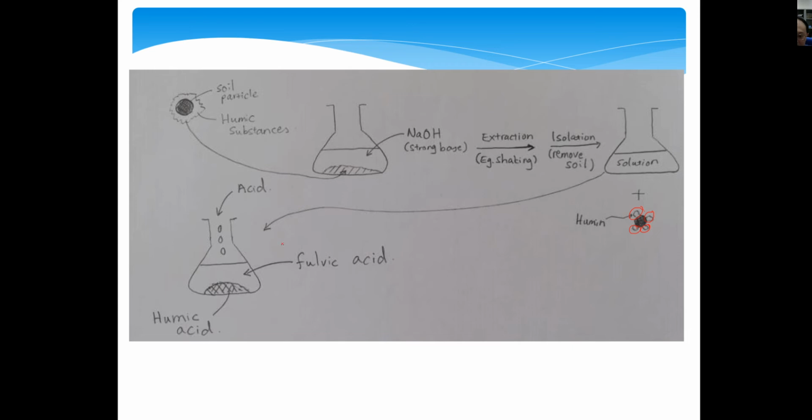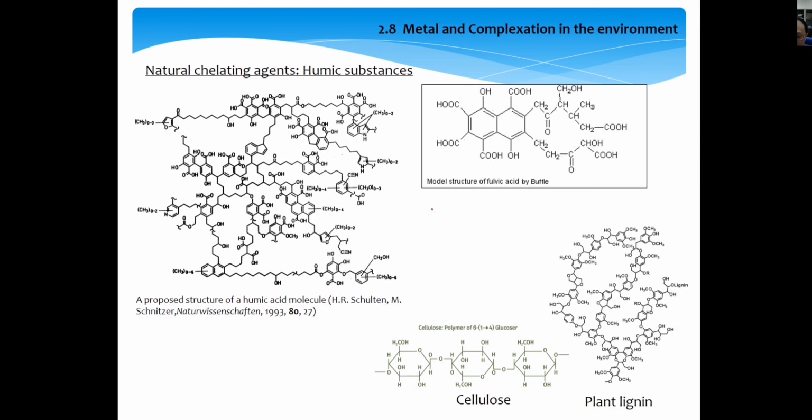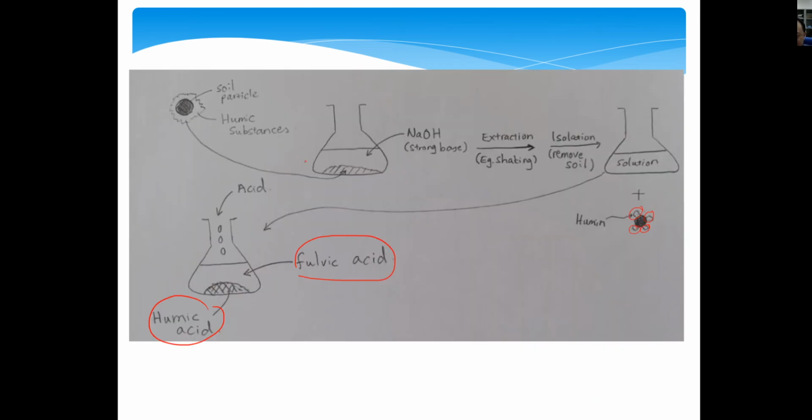You take the solution, then you add acid. When you add acid, the humic acid, because it's soluble in base, will precipitate as a solid once the solution turns acidic. Fulvic acid will be the one that remains in the solution, where it is very soluble in the water, it will not precipitate. Okay, so I hope that you can differentiate between humine, humic acid, and fulvic acid.